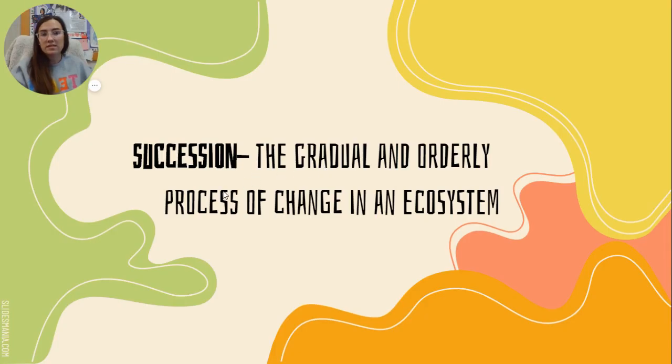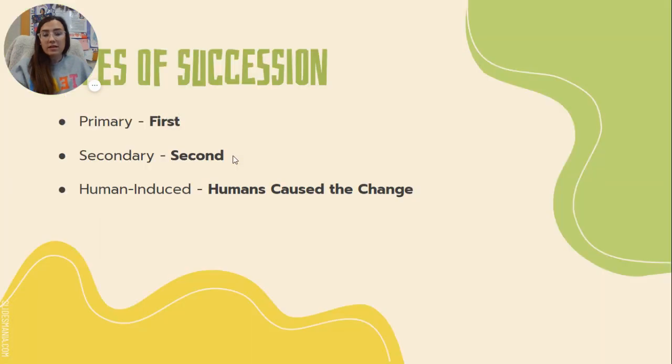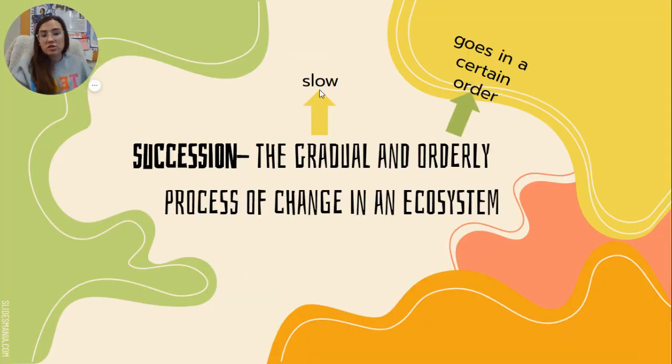What we're going to focus on is the concept of succession. So this is our vocabulary word. It means the gradual and orderly process of change in an ecosystem. So let's break that down. Gradual means slow, and orderly means it goes in a certain order. So this means succession is this slow and going in a certain order process change in an ecosystem. That doesn't make sense. Let's rearrange it and put it together. Succession is the slow process of change in an ecosystem that has to go in a certain order.